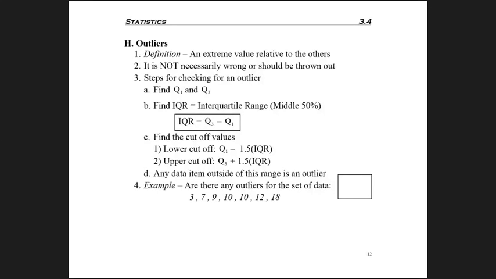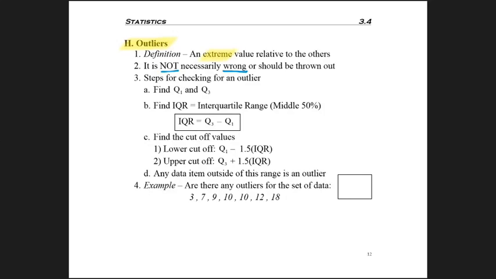So now that we've talked about 3 types of measures of center, a 5-number summary to summarize some of that, and a box plot, which is a visual of that, the next thing we want to consider is an outlier. And by definition, an outlier is an extreme value relative to the others. Keep in mind, it's not necessarily wrong.